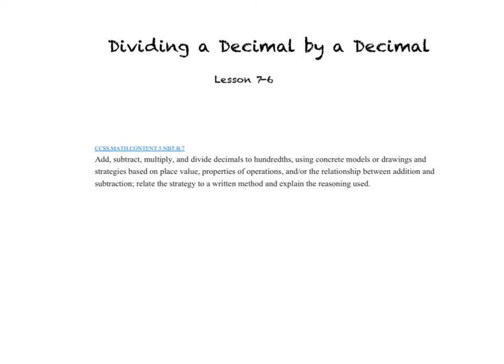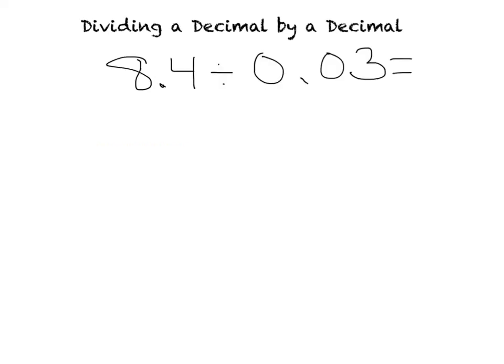Today for math, we are going to be focusing on dividing a decimal by a decimal. This is lesson 7-6, and as always, you can find the standard that you're going to be assessed on right here. So please keep that in mind as we are moving forward and as you are doing your work. Dividing a decimal by a decimal is not as hard as it looks.